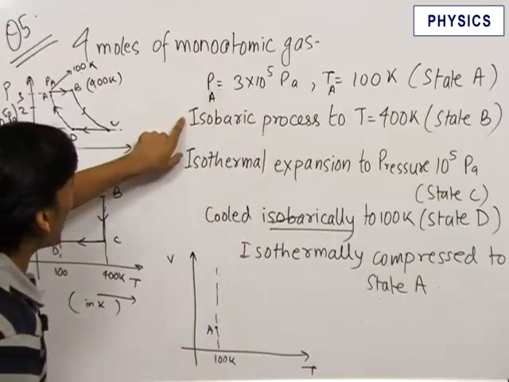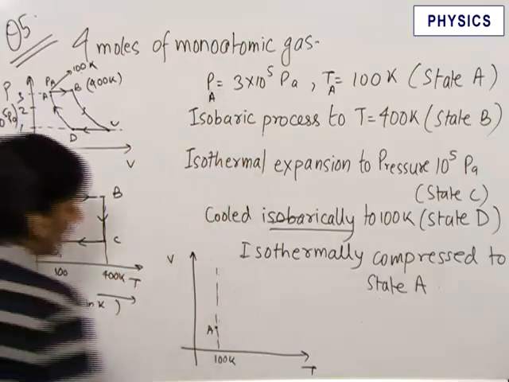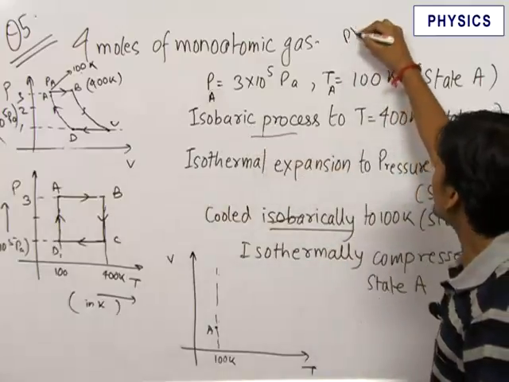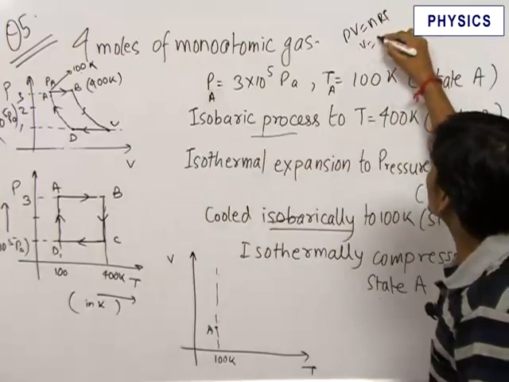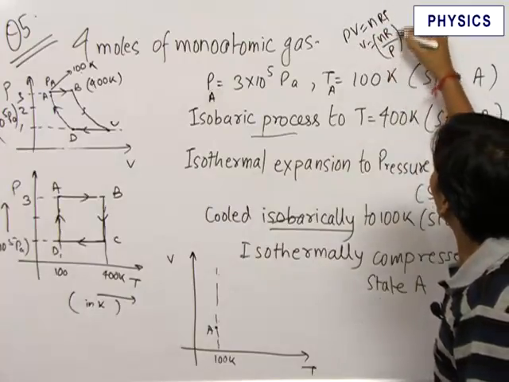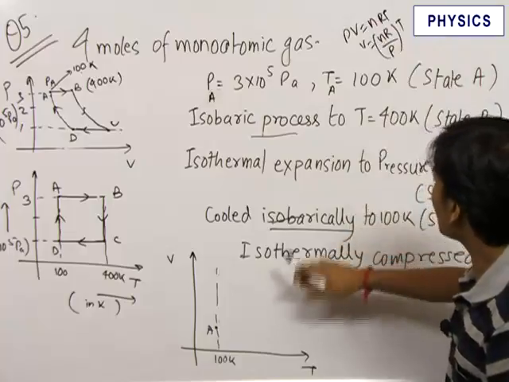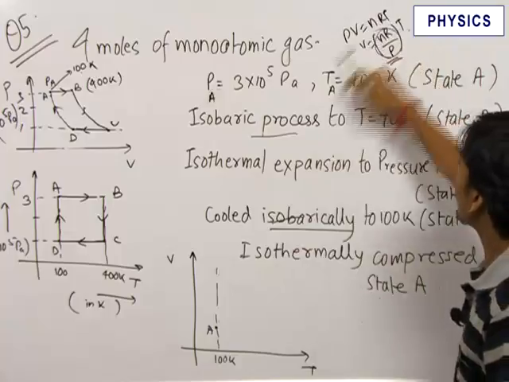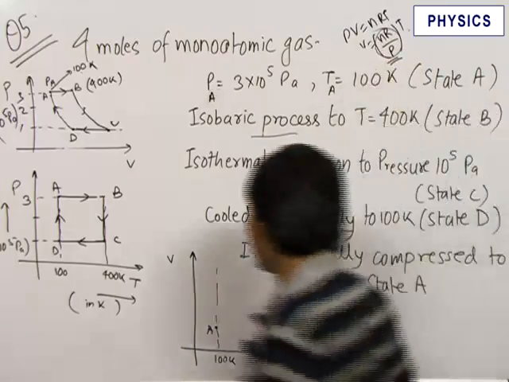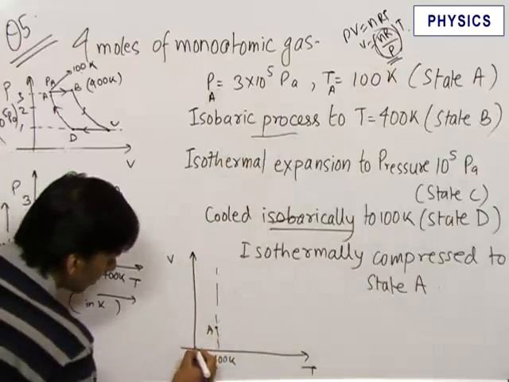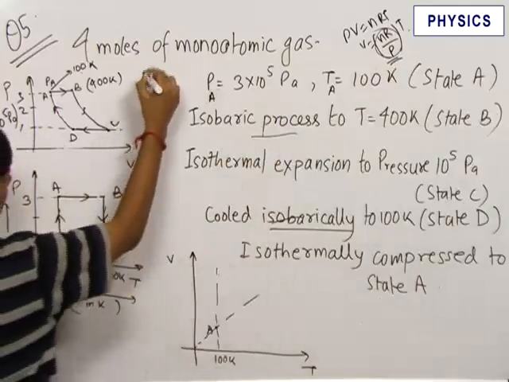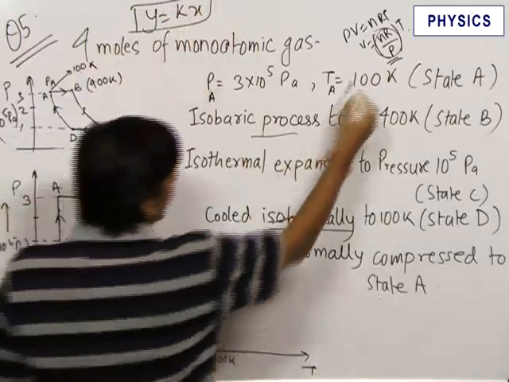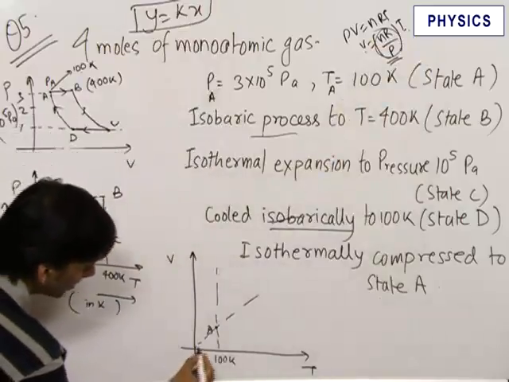Now it is taken by an isobaric process to a temperature of 400 Kelvin. An isobaric process is a constant pressure process. If we write PV is equal to nRT, V is equal to nR upon P into T. So if the pressure is constant, the slope of the VT curve will be constant, that is, the VT curve will be a straight line passing through the origin. If we get the equation in the form y is equal to kx, then this is a straight line passing through the origin. Therefore the VT graph will be a straight line passing through the origin.